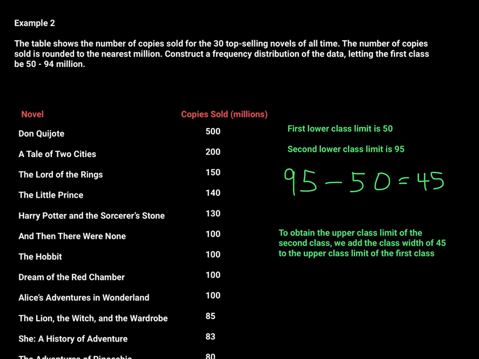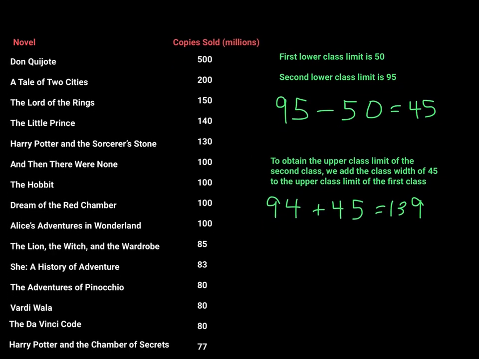So what we're going to do is take 94, the upper class limit of the very first class, and add the class width to give us 139. So 139 is the upper class limit of the second class. In other words, this is what we have so far, folks.